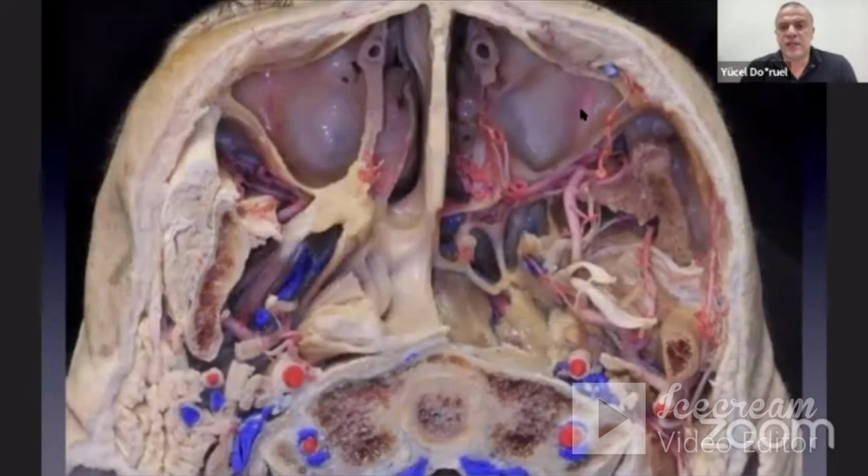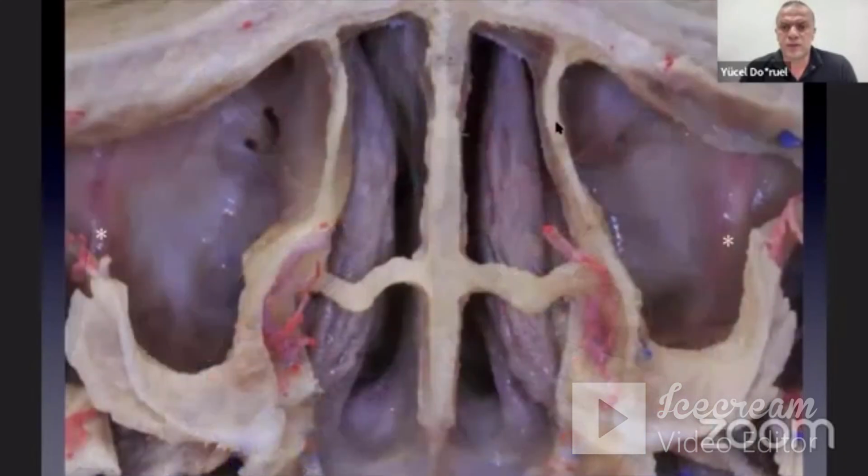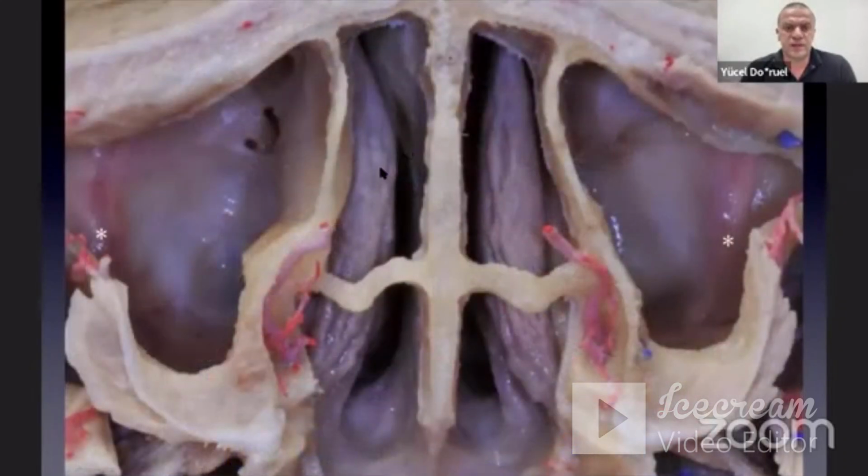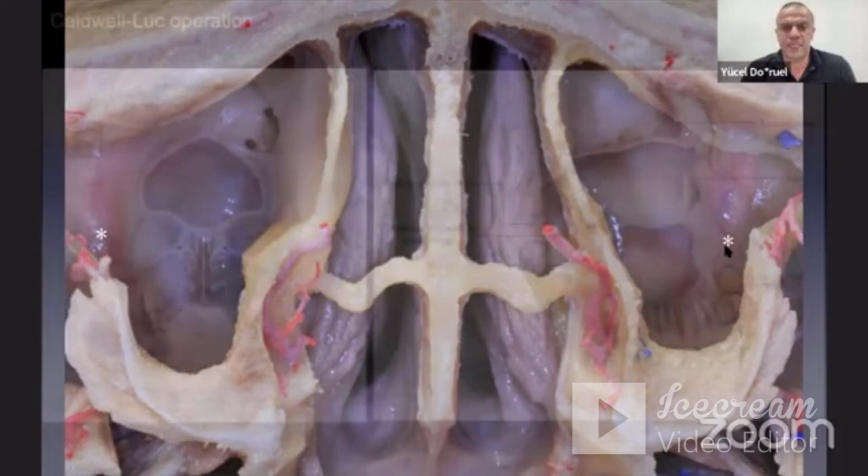Here in a cadaver, we see an inferior view in axial cut of the maxillary sinus and its close relationship, with its medial wall, to the nasal septum. And here is the orbit, and these two asterisks correspond to the infraorbital neurovascular complex.